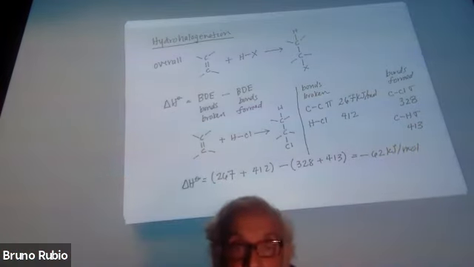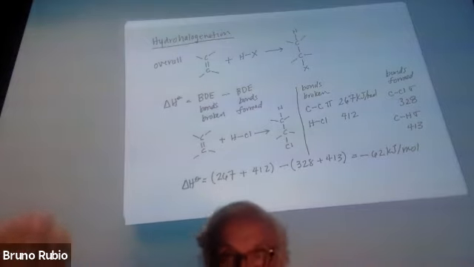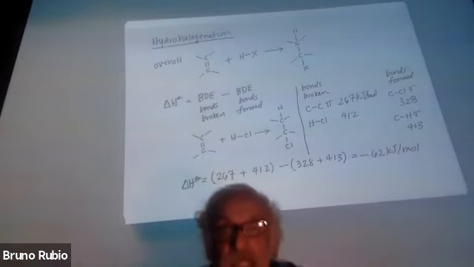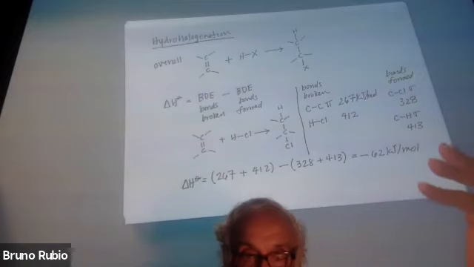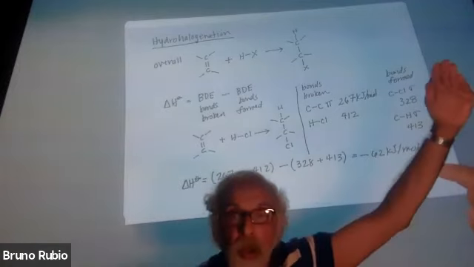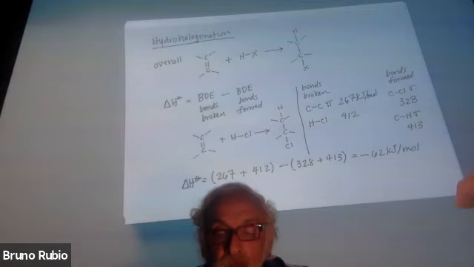So is the reaction favorable? Oh my heavens, yes. You're going downhill in energy. Delta H is exothermic. The system is giving up heat to the surroundings. It's losing 62 kilojoules per mole. The initial state is up here. It's going down 62 kilojoules per mole.